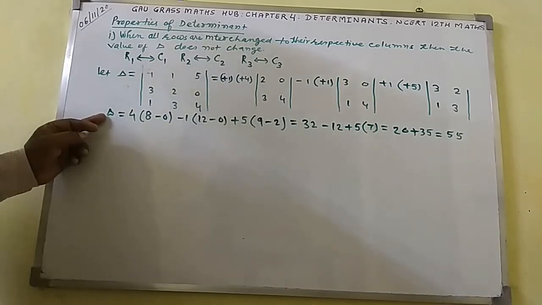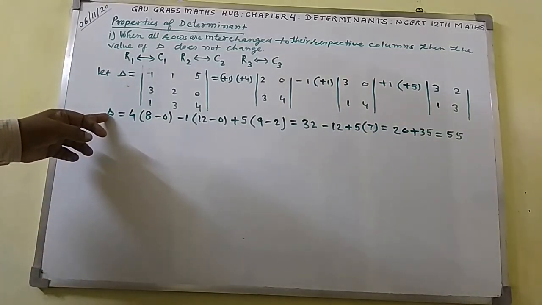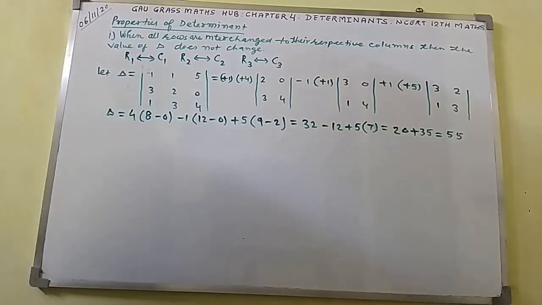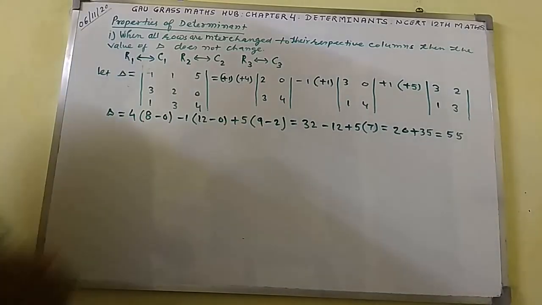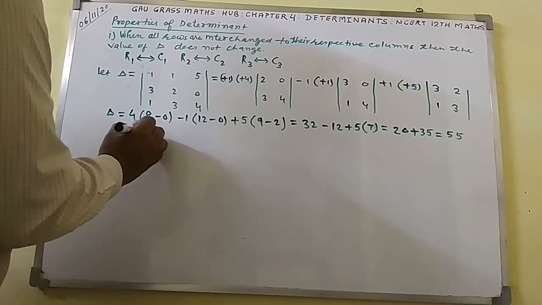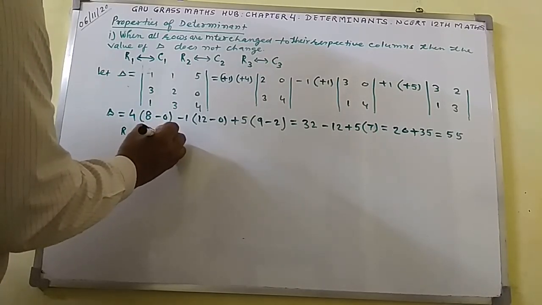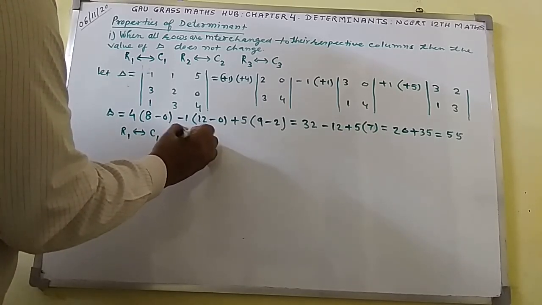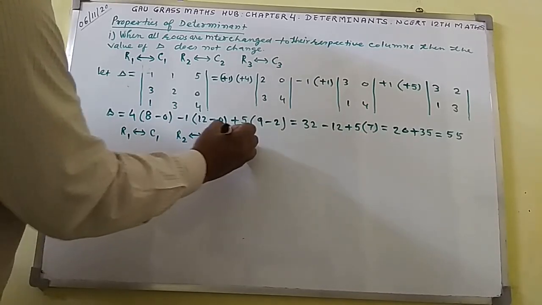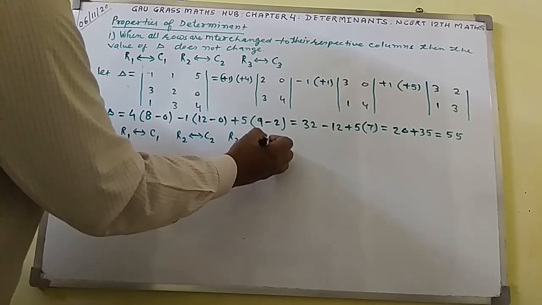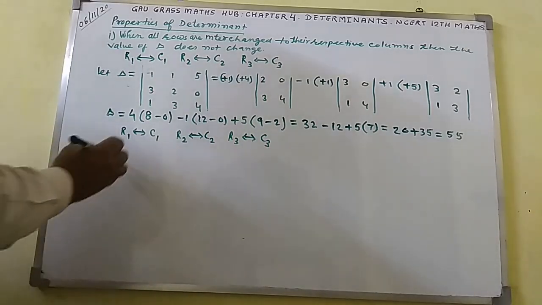The value of the determinant, suppose the determinant, you have got here is 55. Now I am going to apply the property here. For the property, I shall apply R1 interchange to C1, R2 interchange to C2, R3 interchange to C3. Now see the result here.